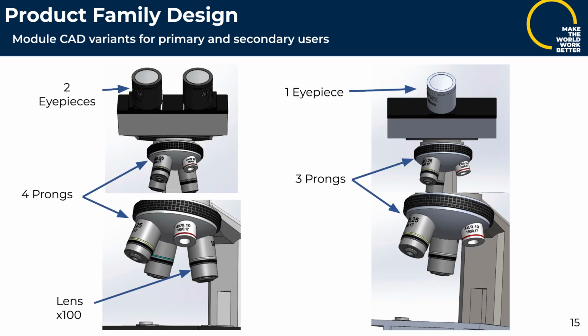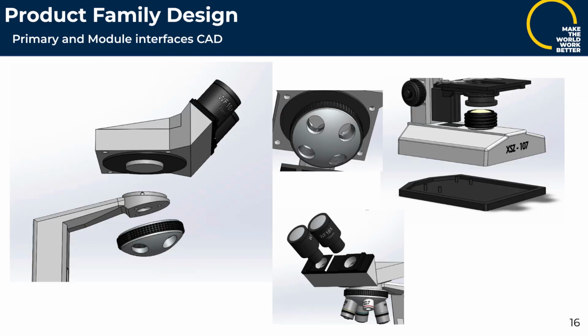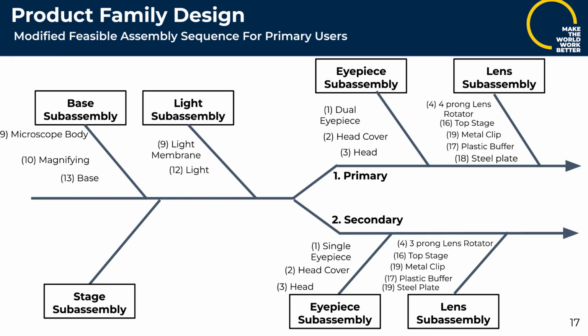In this slide, you can see the CAD visualization of the component design for primary users on the left and secondary users on the right. These are the common interfaces between the platform components and each module component that allow plug-in of the modules for the primary product variant. This assembly sequence realizes delayed differentiation.